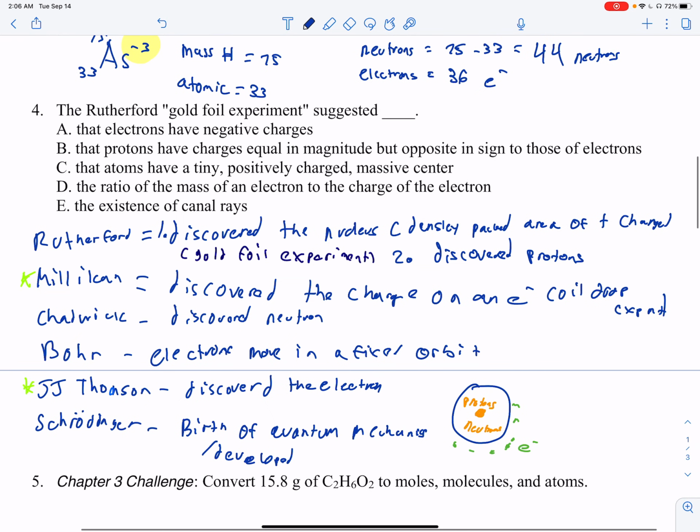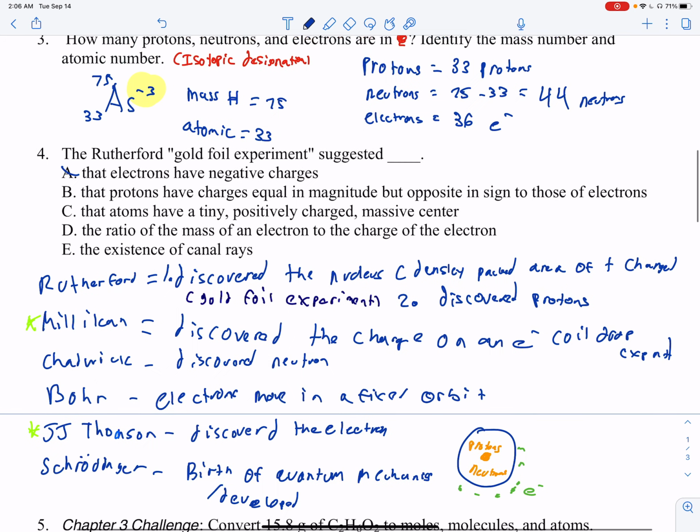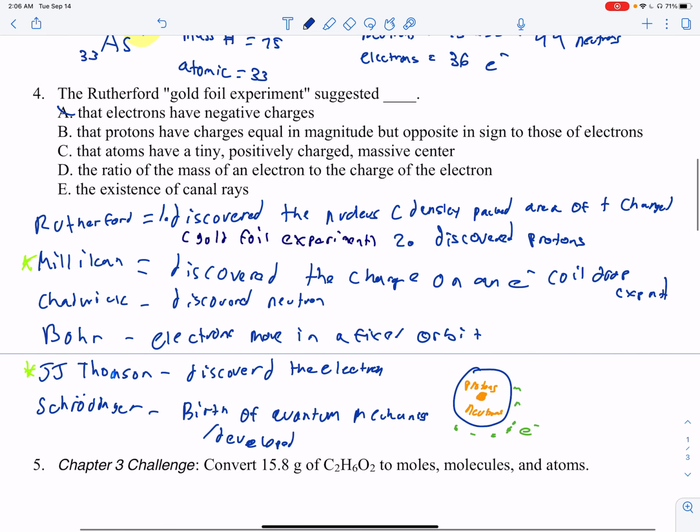So for number 4, the Rutherford-Geiger experiment showed that electrons have negative charges. No. That protons have charges equal in magnitude but opposite in sign to those of electrons. That is a general true statement. Not always, though. The number of protons and electrons are not always going to have equal charges if we just look at the isotope example. But that's also not what Rutherford discovered either. So that's not true. The atoms have a tiny positively charged massive center. Yeah, that's our answer. But let's look at the other ones.